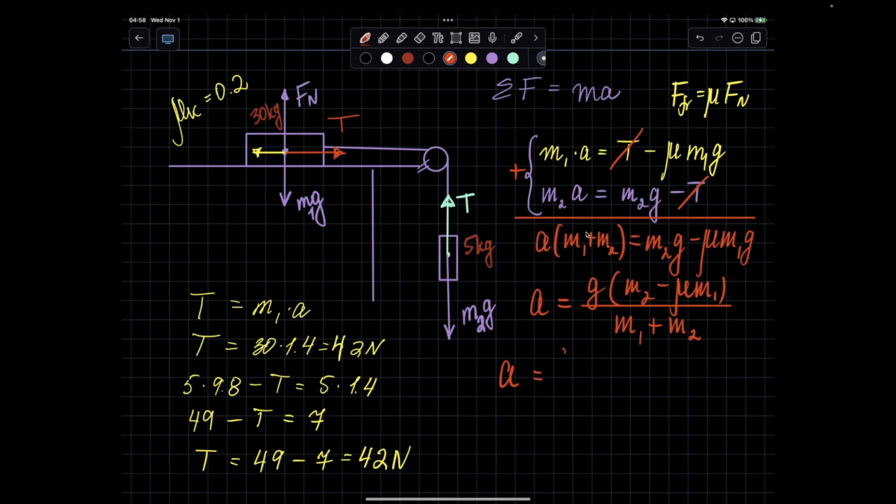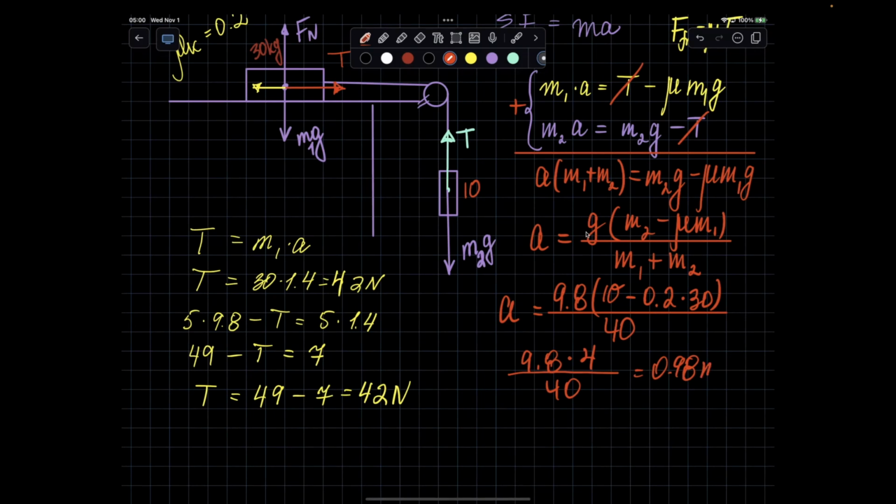So acceleration will be 9.8 times the hanging mass, which is 5, minus 0.2 times 30, which tells me in a system like that with friction, this needs to be heavier. I'm going to make it 10 kilograms then. All right, then I'm going to have 10 minus, and now I have 40 meters per second squared is my acceleration now.